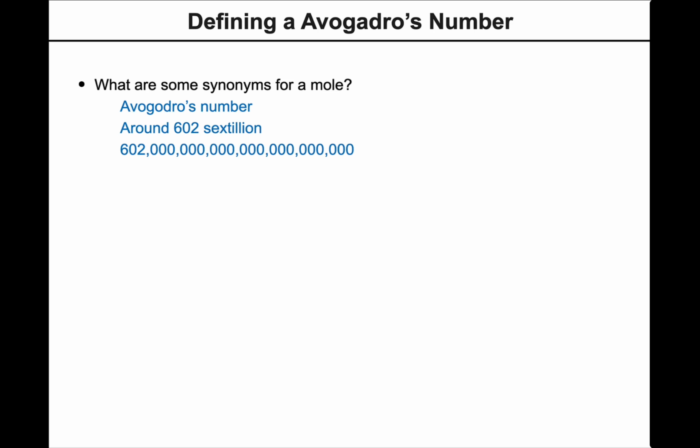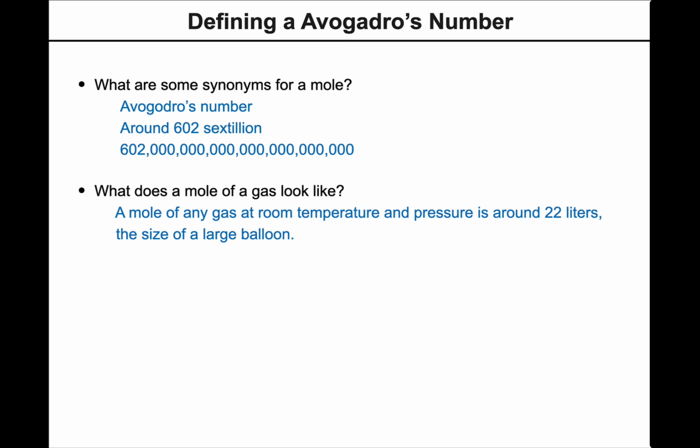Let's now wrap up this lesson. Let's answer this question. What are some synonyms for a mole? Avogadro's number, 6.02 sextillion, or the same number written out. Those are all the same as a mole. What does a mole of gas look like? If you had a mole of gas like hydrogen or helium, how big would it be? It would be like a balloon. A balloon holds about a mole of gas, which is something like 22 liters.